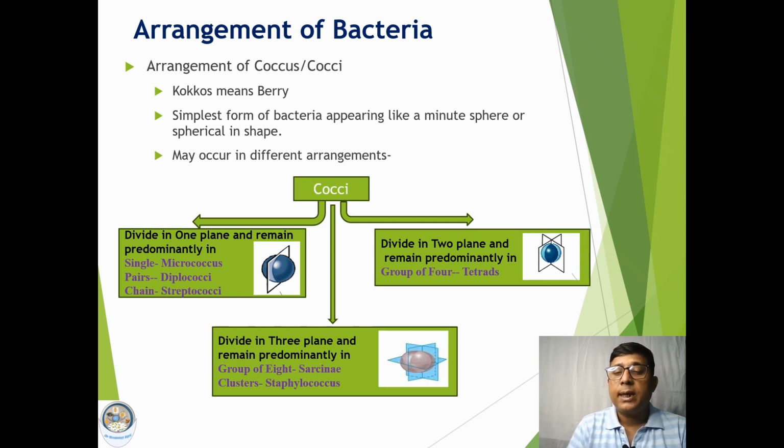of coccus can divide in three different planes, and they can occur predominantly in a group of eight. This arrangement is called sarcina, or they may occur in clusters. This arrangement is called staphylococcus.